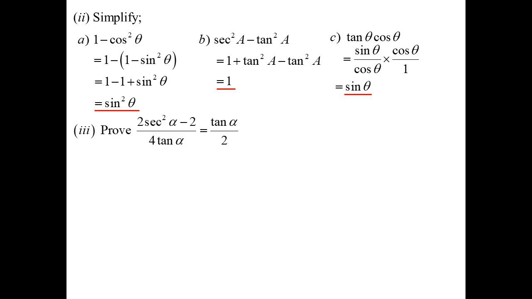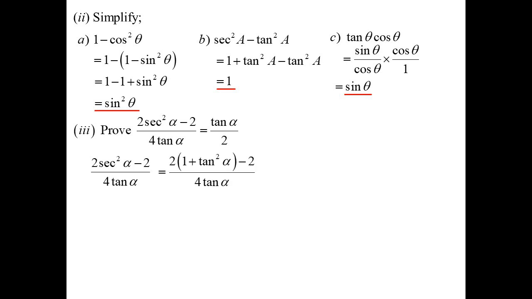Now, we want to prove this particular relationship: 2 sec squared alpha minus 2 over 4 tan alpha is tan alpha on 2. All right, I'm going to start with the left-hand side here, 2 sec squared alpha minus 2 over 4 tan alpha. Well, I see a trig identity there.